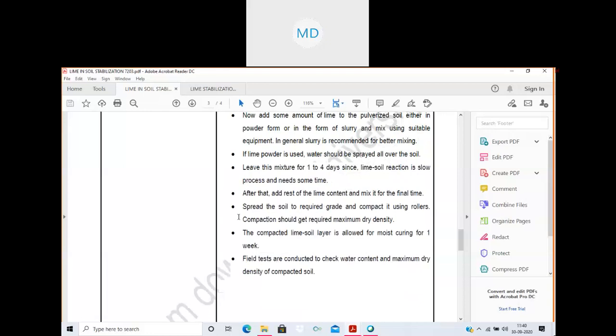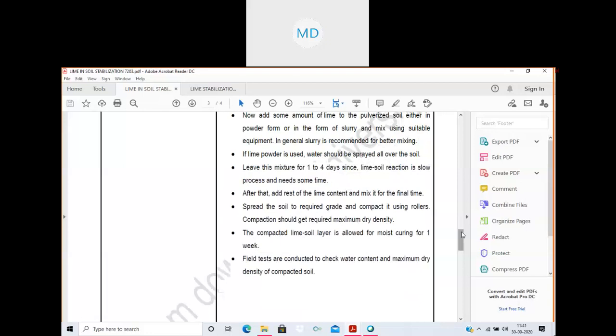Then we need to compact. Spread the soil to required grade and compact it using rollers. Compaction should achieve the required maximum dry density. So after compaction, it should gain maximum dry density, and after compaction also we should leave it for a few days. The compacted lime soil layer is allowed moist curing for 1 week. Now for 1 week we should leave it for curing purpose.